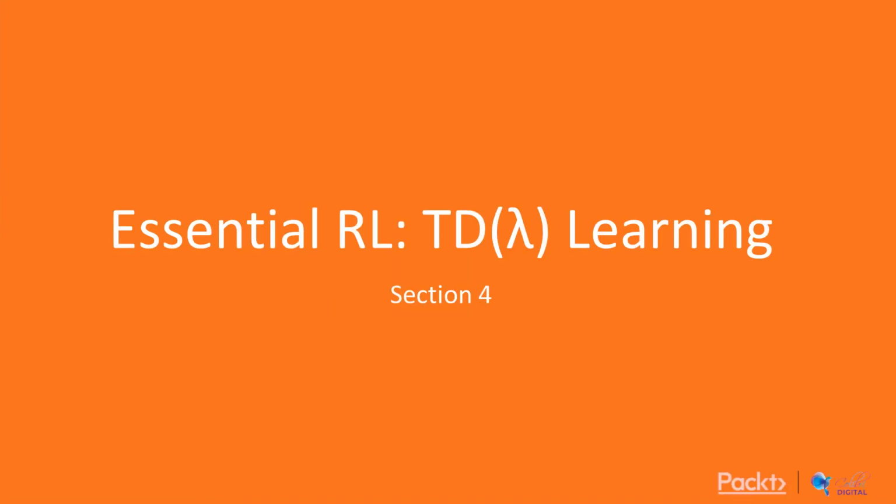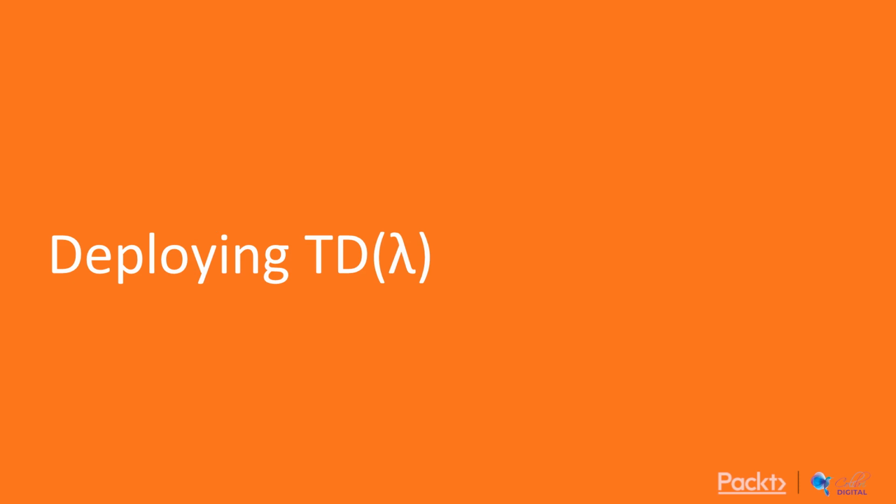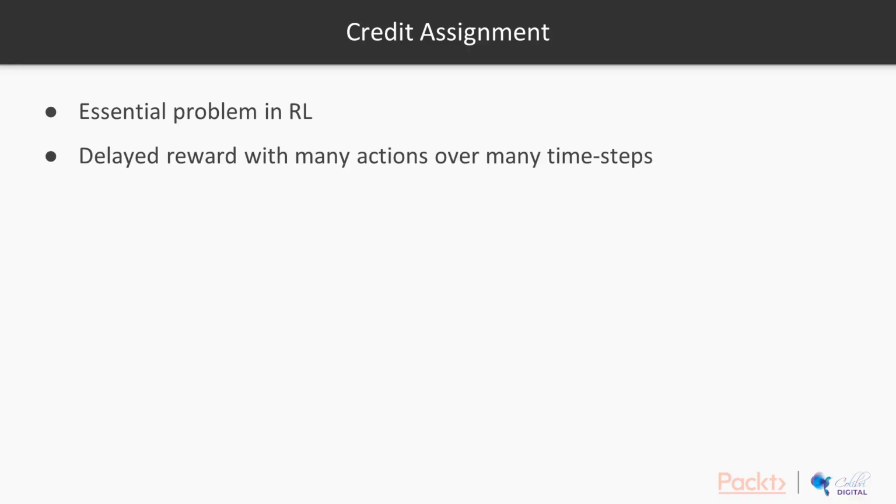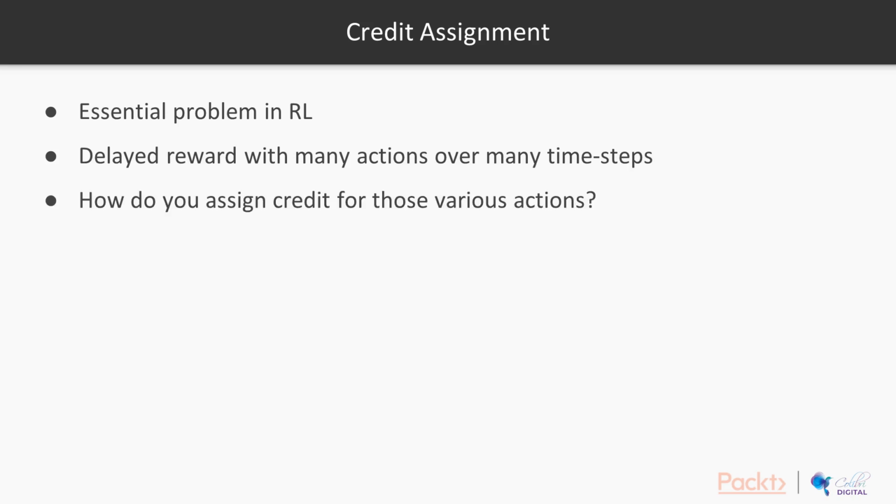Essential RL, TD Lambda Learning. Deploying TD Lambda. Credit assignment is an essential problem in RL. In RL, the agent receives delayed rewards from many actions over many time steps. How do you assign credit for the various actions?